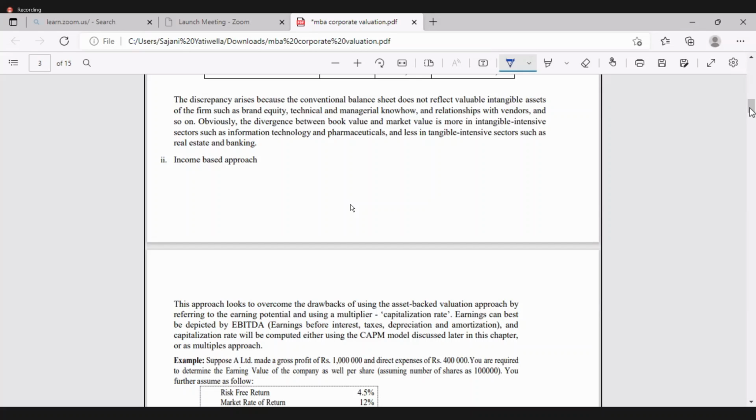The second approach here, first indicate the book value. Then the second one, the income-based approach. So far we discussed the balance sheet based approach. Here, in the balance sheet, total investment is the assets, and then we consider the total liability. We eliminate the debt capital. What is the remaining value here?